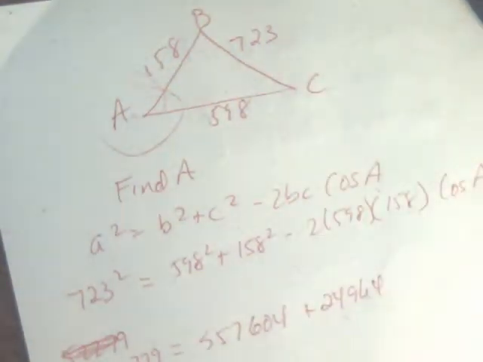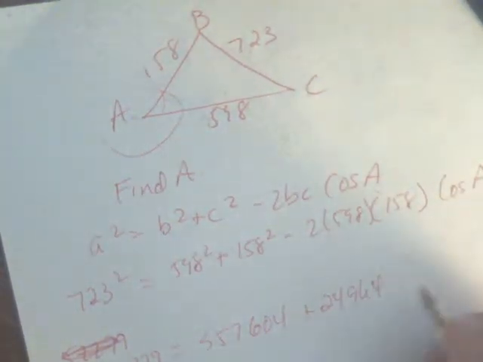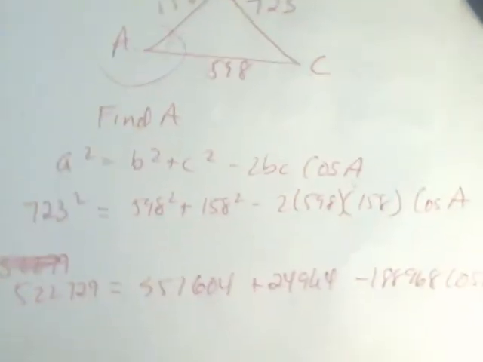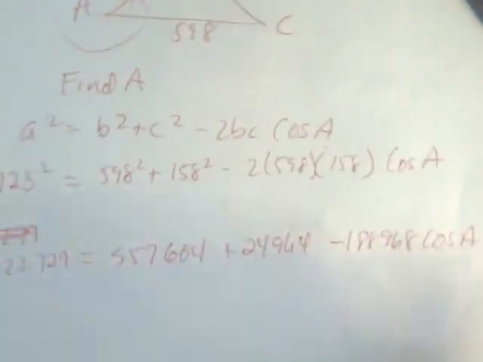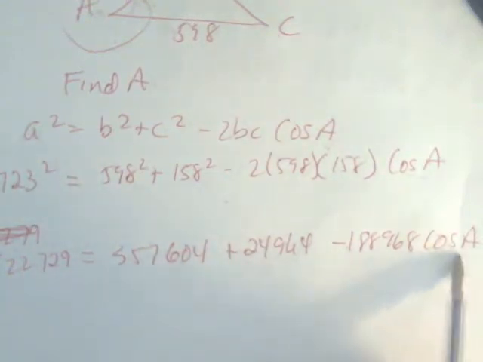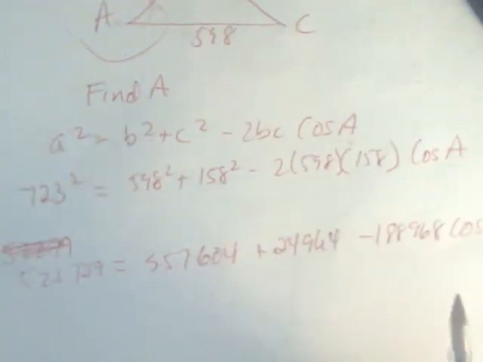Holy smokes. Let me try that again. It could be that big, but it's not. I messed up. So 188,968 cosine A. So order of operations: add, do not subtract. Okay, because you've got a multiplication problem here, so you can't do anything with this yet.